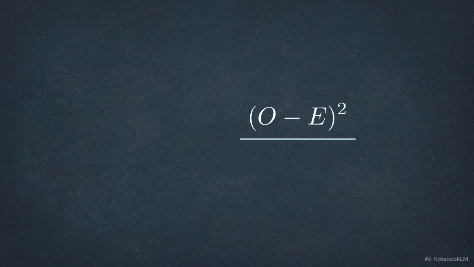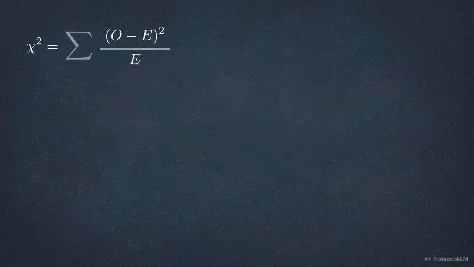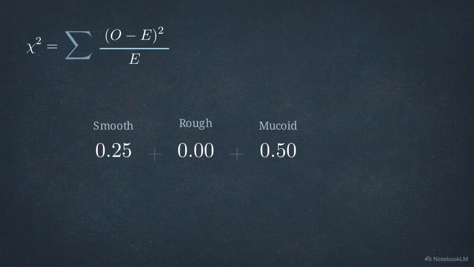The core chi-square equation measures deviation. You take the difference between the observed and expected counts, square that difference to remove negative values, and divide by the expected frequency to weight it. Then you sum those values across all categories. When we execute this calculation for all three bacterial groups and sum the results, we arrive at a final calculated chi-square test statistic of 0.75.